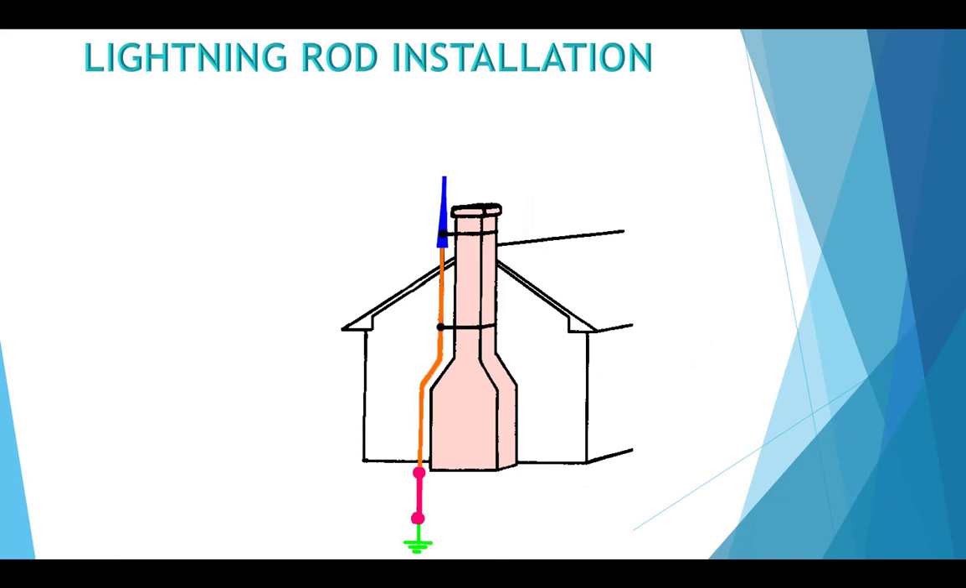And finally, lightning rod installation. So the lightning rods aren't designed to conduct a lightning strike away, because the fact of the matter is this wire would not withstand the current that would be generated by a lightning strike.